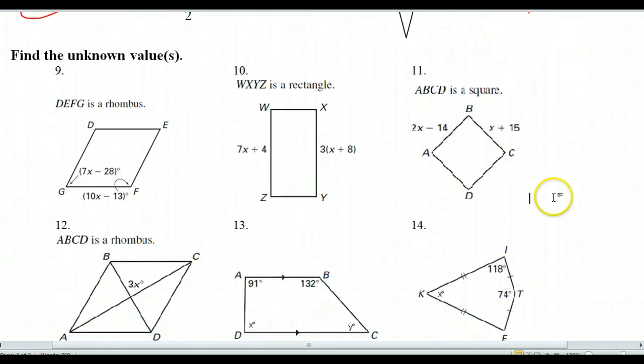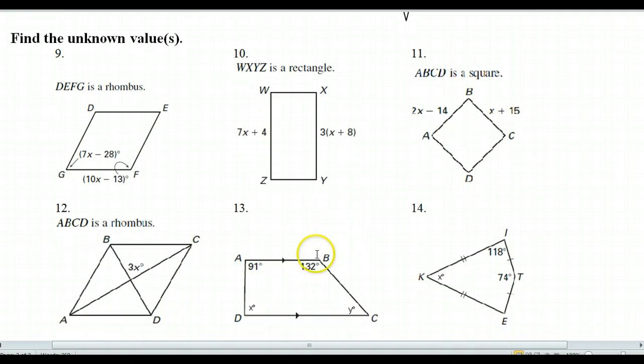So moving on to number 9, 10, 11. You guys are usually pretty good at these. Except for, look, on number 9, here's the mistake kids make a lot. A lot of times you guys just want to set everything equal to each other. Whether or not they're equal, you just set everything equal to each other.